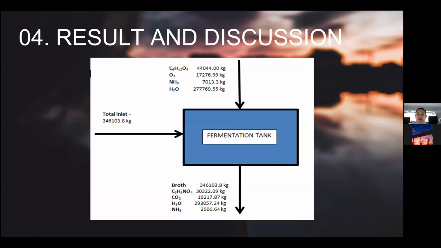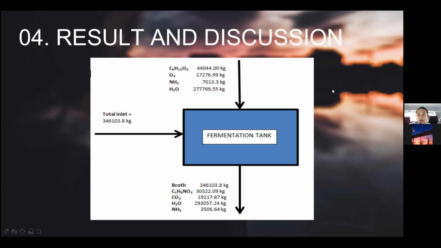So firstly is our block diagram for our mass balance equation. As you can see, we only focus on the fermentation tank, because after the fermentation process, all the processes are actually the same. The mass outlet for this fermentation tank becomes the mass inlet for the next process, and it will be repeated again and again until the finishing.